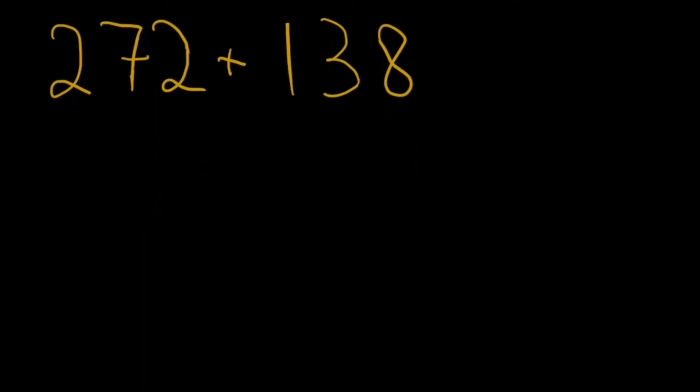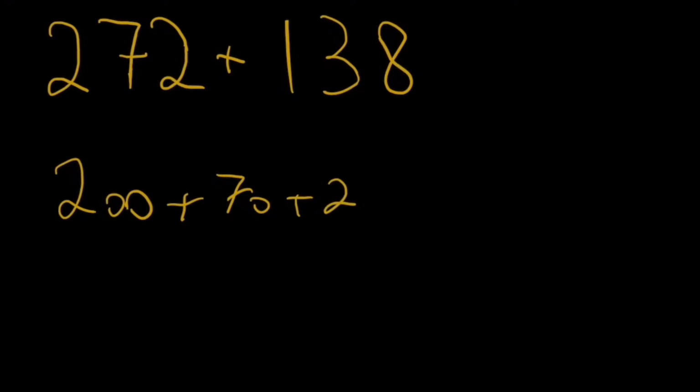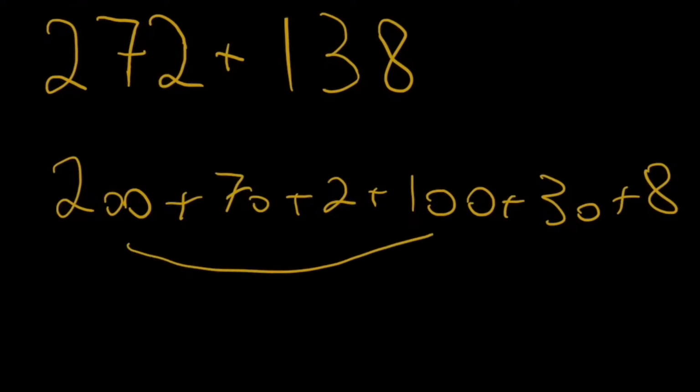For the third question, we have 272 plus 138. So we want to break 272 into tiny pieces. Oh, little mistake. 200 plus 70 plus 2. And then we want to break 138 into pieces. So that'll be 100 and then 30 plus 8. So 200 plus 100 will be 300.